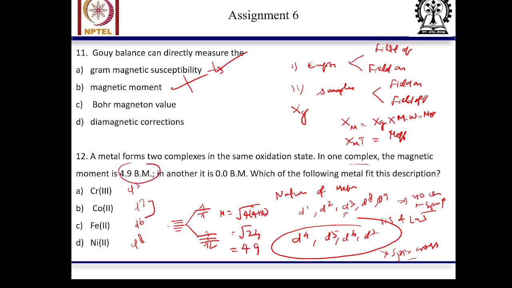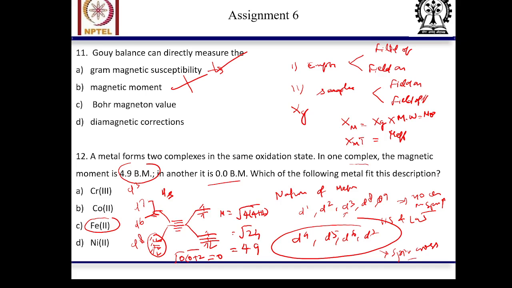Now we take the high spin. I will just draw in the opposite direction. So what will happen? 1, 2, 3, 1, 2, 3, total 6 paired. Here n is 0, so the square root of 0 plus 2 is nothing but 0. So for d6, if it is the high spin complex, it will give the spin-only magnetic moment of 4.9. If it is a low spin complex, it will give 0 moment.